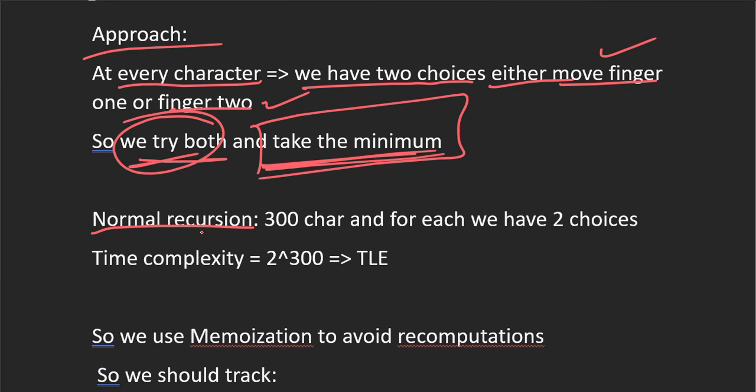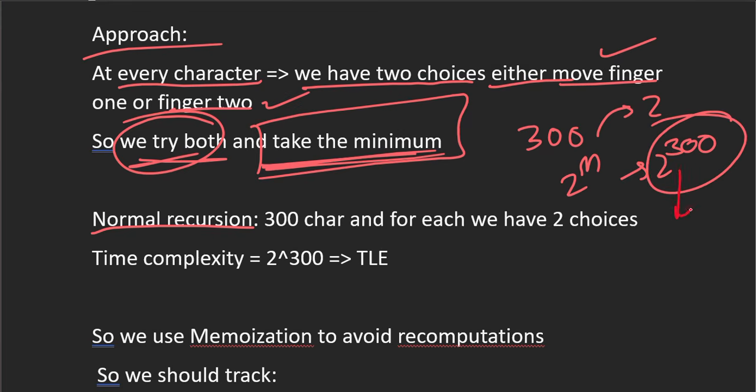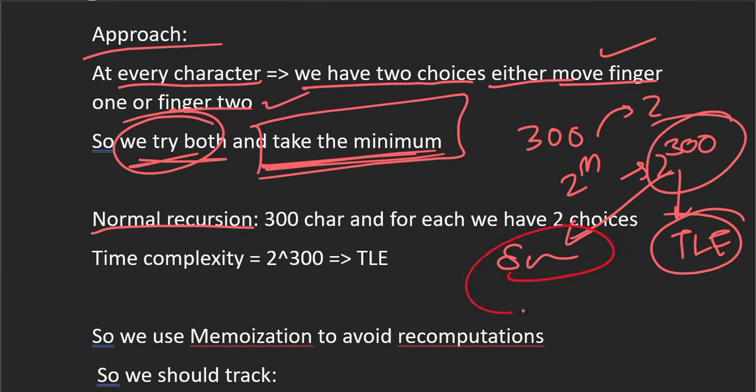So if you use direct recursion, in the worst case we can have 300 characters and each has two choices, so the total number of choices is 2 to the power n, basically 2 to the power 300, which is too much, which will give us TLE, right? Because in this, some states are recomputed again and again, so what we do is we use memoization, right?